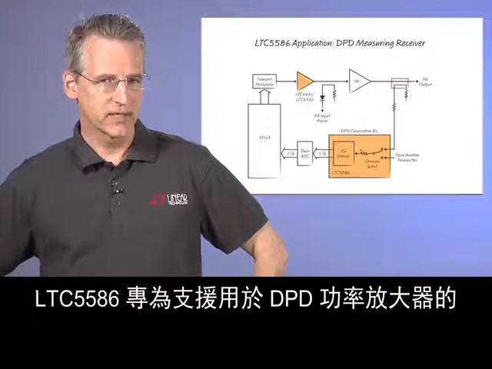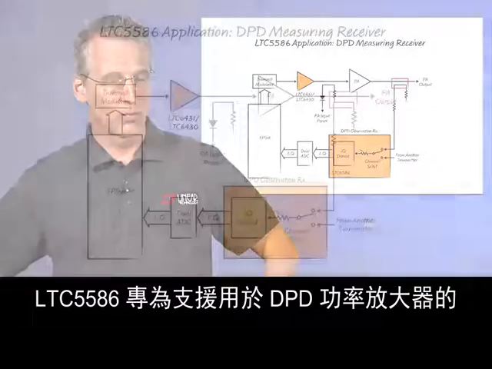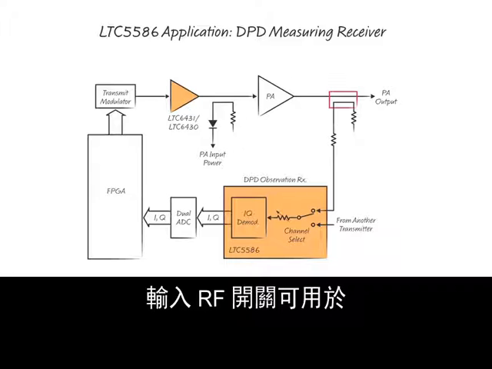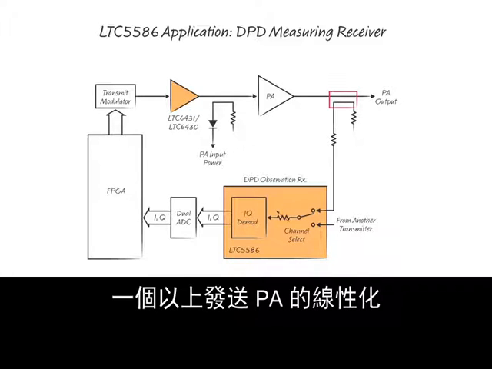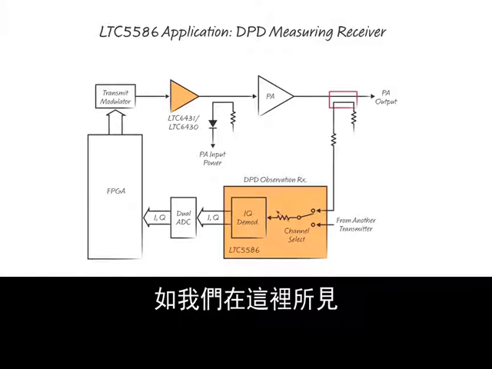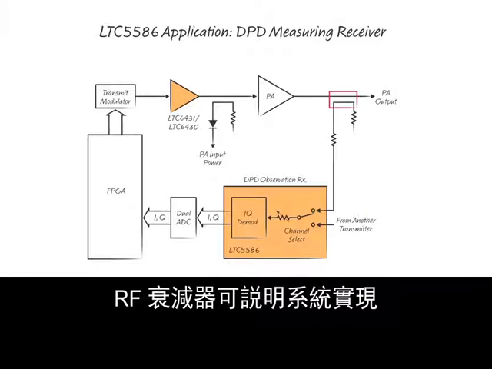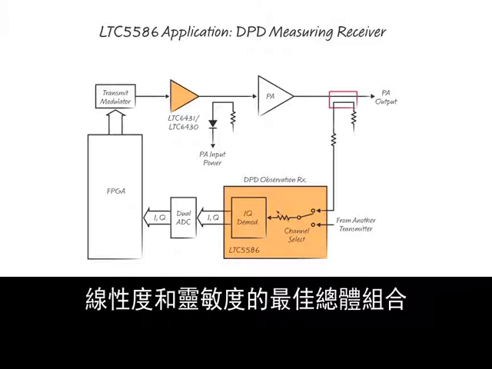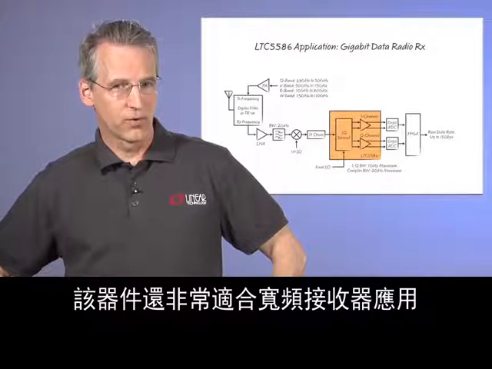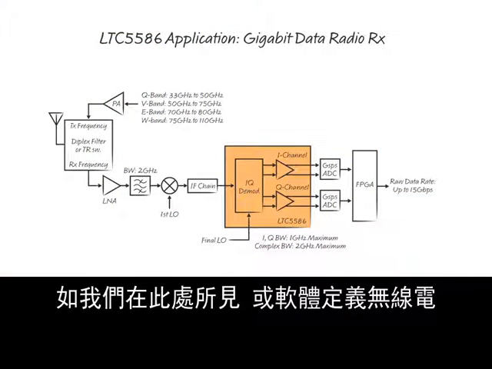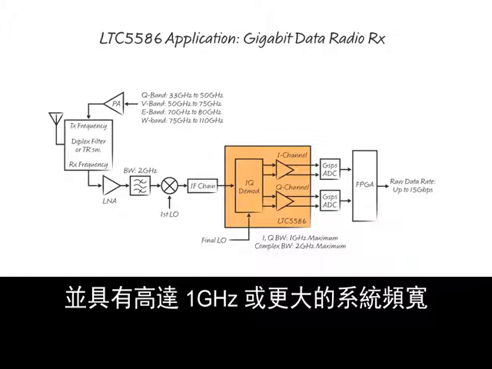The LTC5586 is designed to support the wideband observation receiver function for a DPD power amplifier. The input RF switch can be used for linearization of more than one transmit PA, as we see here, or for built-in test purposes. The RF attenuator helps the system achieve the best overall combination of linearity and sensitivity. The device is also well suited for wideband receiver applications, such as point-to-point microwave radios, as we see here, or software-defined radios with system bandwidth up to 1 gigahertz or more.